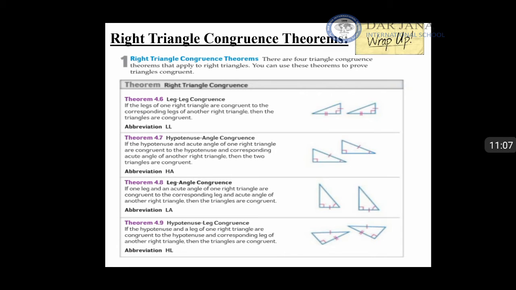If the hypotenuse and the leg of one triangle are congruent to the hypotenuse and the corresponding leg of another right triangle, then the right triangles are congruent, and this theorem is referred to as HL. So those are the four theorems.